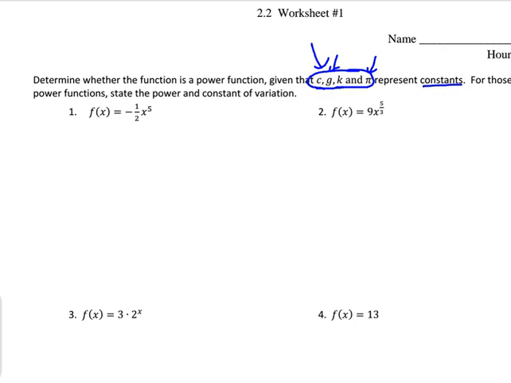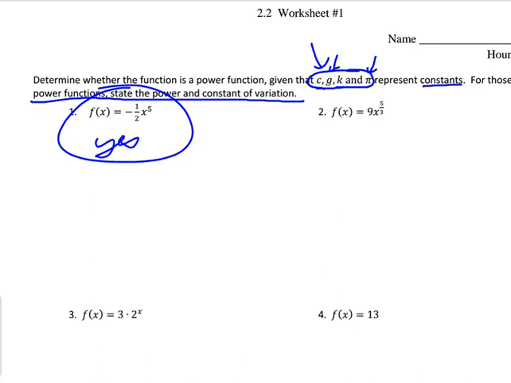Okay, so look at this one. Do you get that that is a power function? Your job is, for those that are power functions, state the power and constant of variation. I'm totally fine with you saying yes, first of all, that it is a power function. And then to state the power, I go P equals, and what is it? Much less complicated than that. The power is 5, okay. And then the COV, constant of variation, would be negative 1/2. Okay? All right. Now look at this next one.